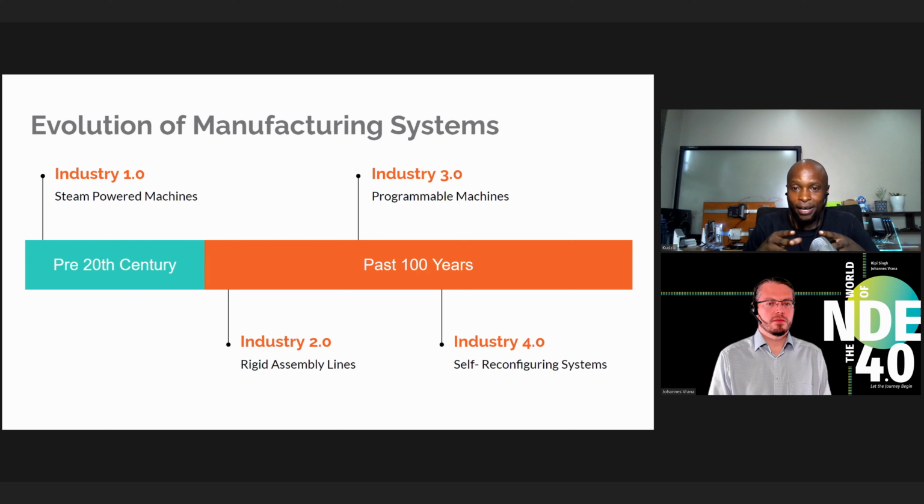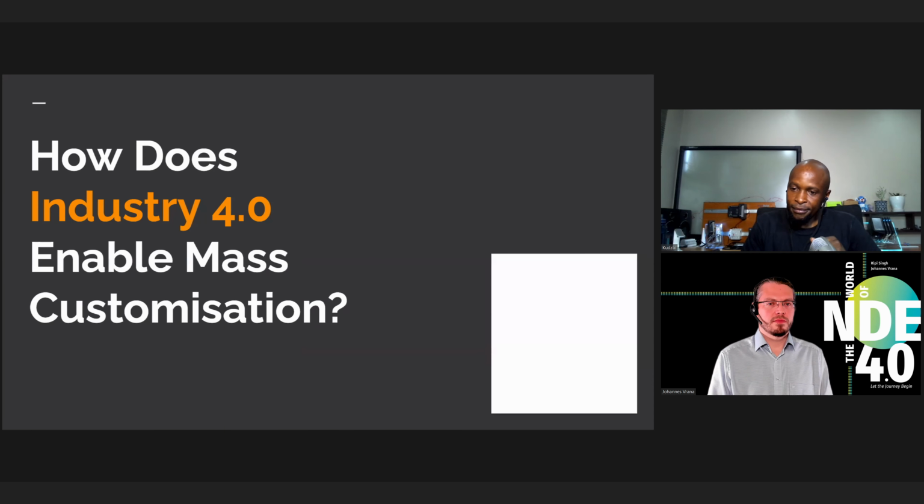So this reconfigurability of manufacturing systems is a typical feature of Industry 4.0, and it is the latest advancement in manufacturing systems. And it is what enables mass customization down to a production batch size of 1. So now the question is exactly how does Industry 4.0 enable things like mass customization in manufacturing and many other benefits like predictive maintenance and so forth.